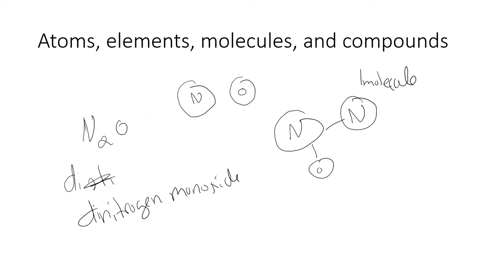So we've got one molecule of dinitrogen monoxide, and we've got 2 atoms of nitrogen and 1 atom of oxygen, giving us a total of 3 atoms. We have 1 nitrogen, 2 nitrogen, 1 oxygen, so that gives us 2 different elements, and we have 1 molecule.